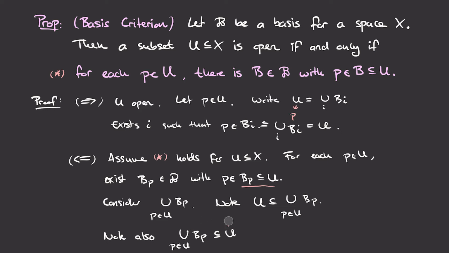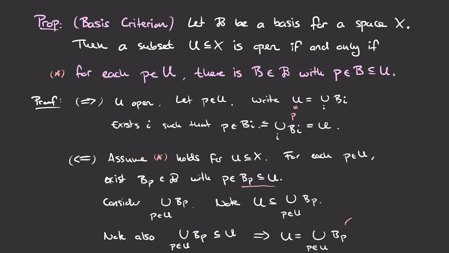So we've shown that we have both inclusions: U is a subset of this union, and also the union is a subset of U, and so this together implies that U is actually equal to this union over all these basis elements that are associated to points in U.